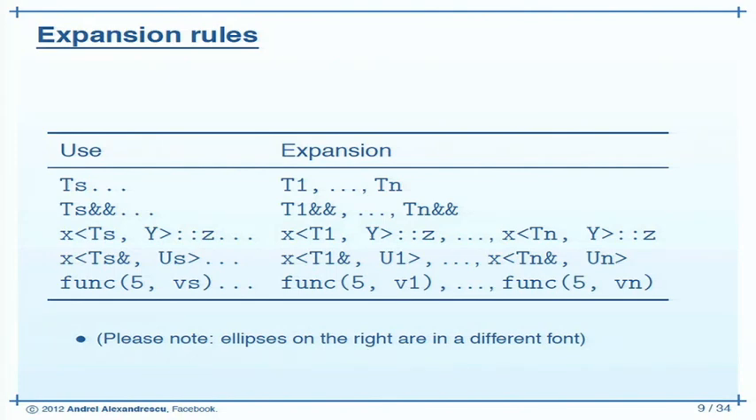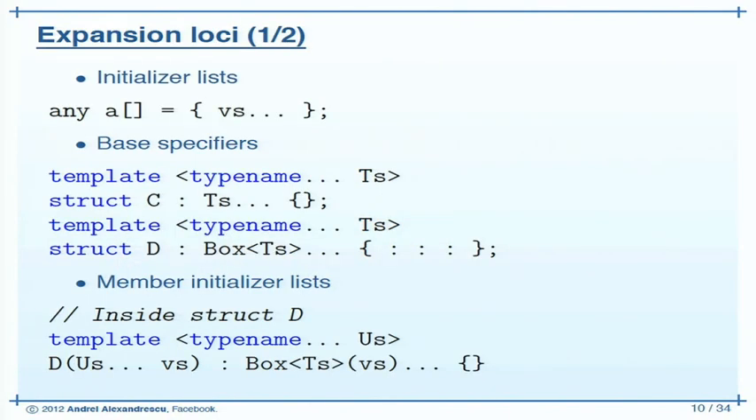And then there's the converse element, which is, where can I expand things? In what context can I expand things, right? So the places where I can actually expand things are an array initializer. I can expand stuff in a base class specifier, which would go like, template type name dot, dot, dot, Ts, struct C inherits Ts dot, dot, dot, which means inherits from everybody.